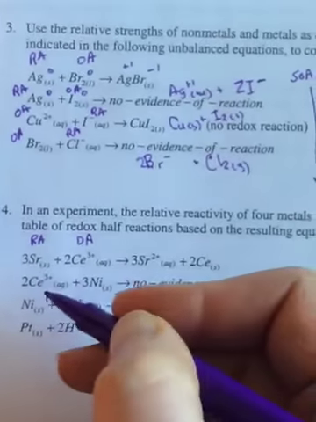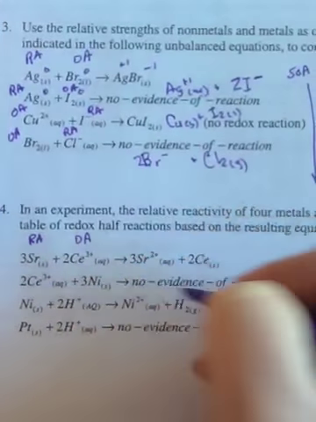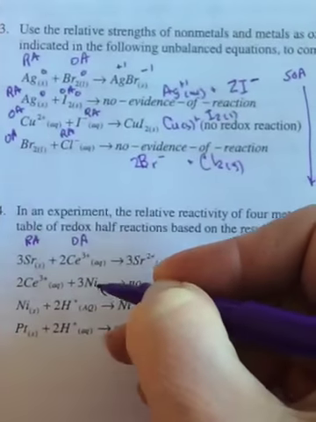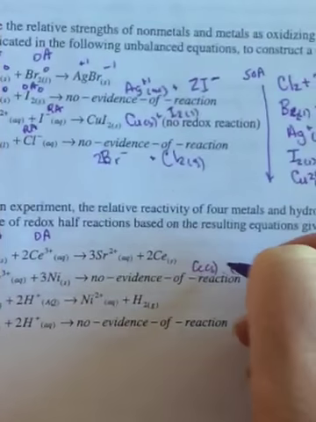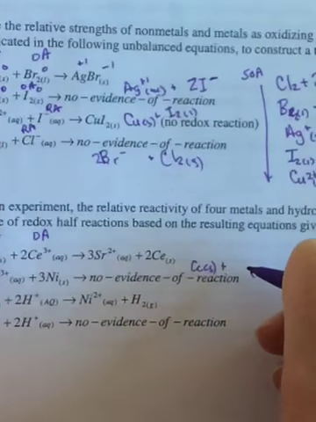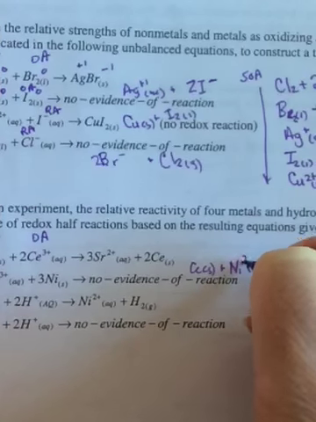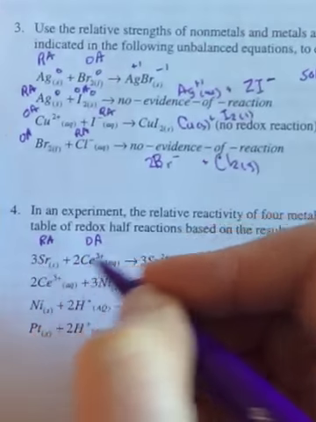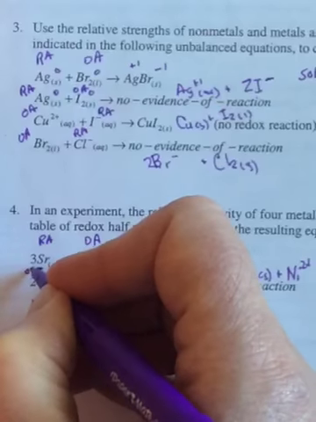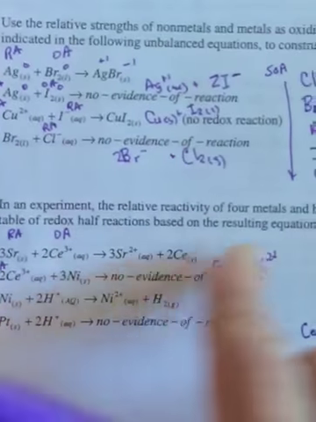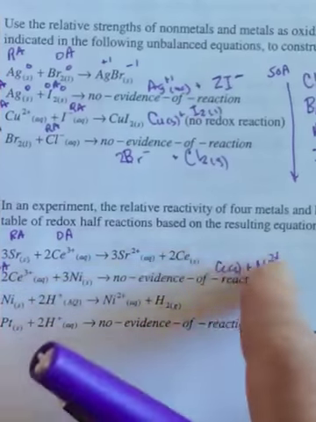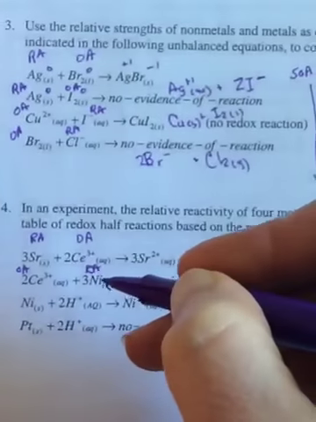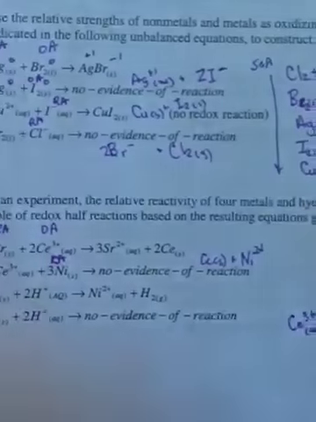All right, next one. There's my Ce again, but this time it's Ce3+. It's no evidence of reaction, but if it was reacting, it would be going to Ce solid, and nickel would be the one becoming the ion, and we know that nickel goes to 2+. Okay, so 3+ going to 0, it's gaining electrons. If it's gaining electrons, it's being reduced, so it means it's the oxidizing agent. Nickel's going from pure nickel to an ion, which means it's being oxidized, which means it's the reducing agent. No evidence of reaction means the reducing agent is above the oxidizing agent.